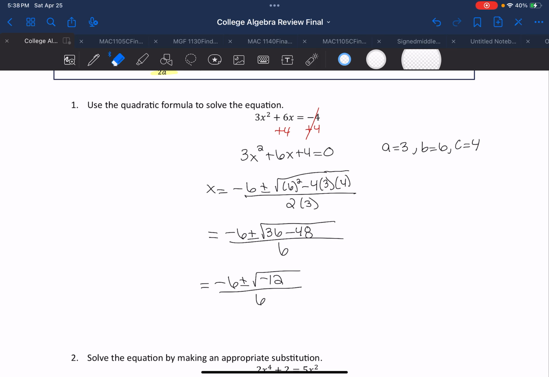Okay, so now I need to simplify this radical, the square root of negative 12. Because first of all, when there's a negative underneath the square root, that means that this is going to produce an imaginary answer. And if you remember how to simplify radicals, you need to break it up into a product where one of the numbers is a perfect square. So I'm going to do this one step at a time. The first thing I'm going to do is break it up into negative 1 times 12.